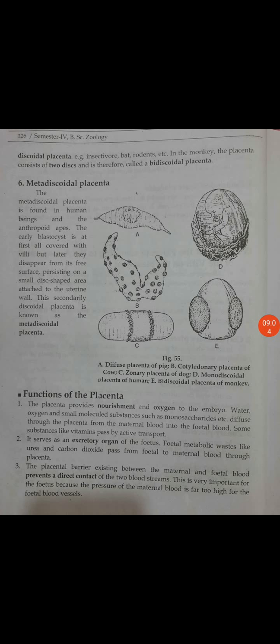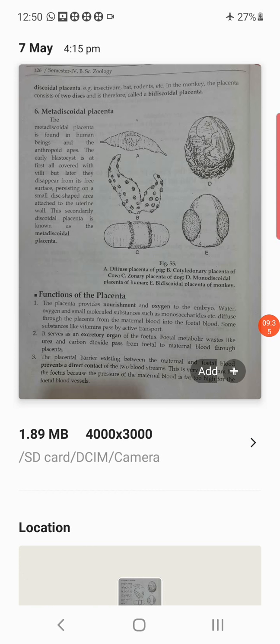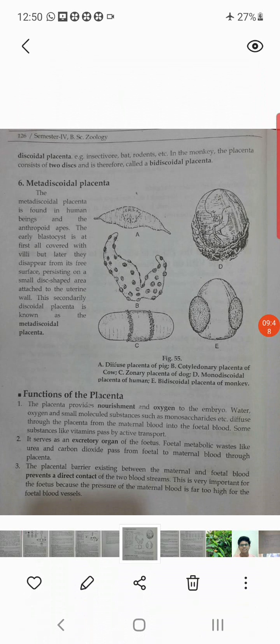Water, oxygen, and small molecular substances such as monosaccharides diffuse through the placenta from the maternal blood into the fetal blood. So the overall growth elements pass from mother to fetus, including vitamins. Then it serves as an excretory organ of the fetus, so whatever excretory products are there come out with the placenta. Then it prevents direct contact. This is a barrier that prevents direct contact of the fetus and the maternal tissues. This is very important because the pressure of maternal blood is far too high for the fetal blood vessels.